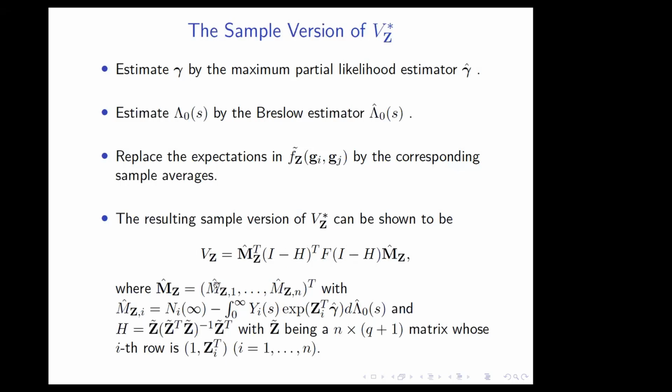So here M hat Z is the vector of martingale residuals. And this I minus H, this is like a projection operator. It projects everything onto the column space of this matrix Z tilde, whose ith row is 1 Zi transpose.